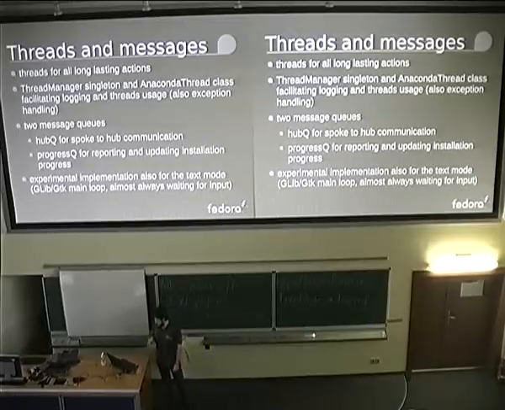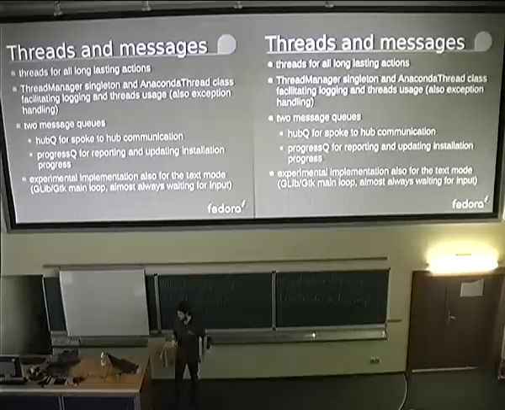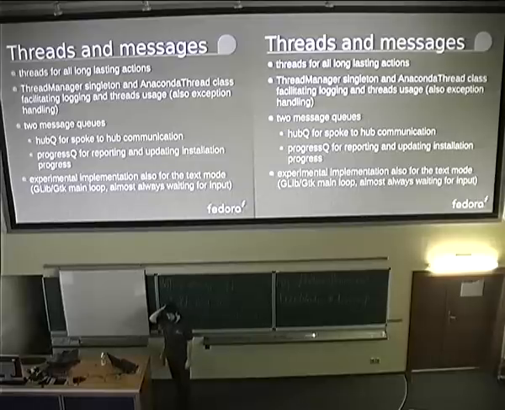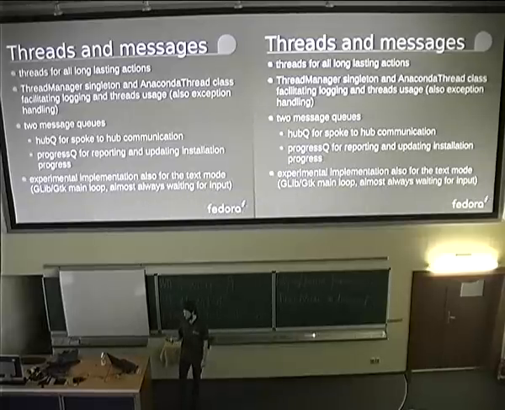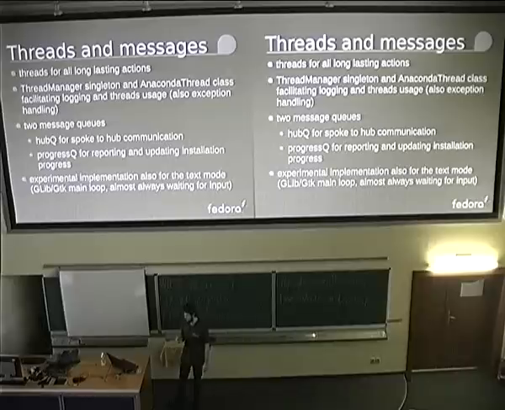To make the communication between threads possible, we have two message queues. One is the hub queue, which is for spoke to hub communication. The other one is the progress queue, which is used for reporting and updating installation progress. We also have an experimental implementation for the text mode of reacting on async events, but text mode doesn't have a GTK or GLib main loop, and it is almost always waiting for input. So it's not as straightforward to implement something like that as it is for the GUI.